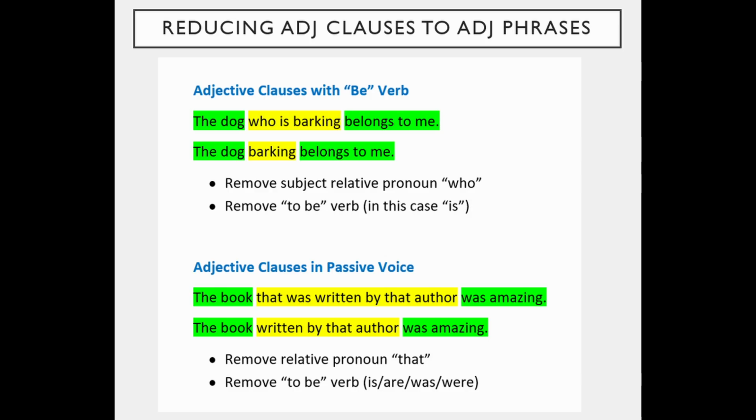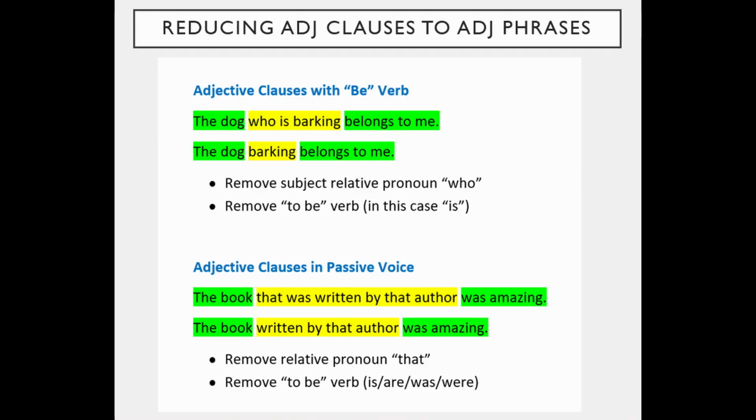Now, how do you get from an adjective clause to an adjective phrase? If you're using the be verb, in other words, the present continuous, the present progressive, it's very simple. You remove the subject relative pronoun, in this case who, and you also remove the to be verb, in this case is, okay? So you reduce it to just the ing form of the verb. The dog barking belongs to me. As native speakers, we understand what you're saying, the dog barking. You're talking about the dog that is barking or the dog who is barking. You don't have to say that is or who is. We just say the dog barking belongs to me.